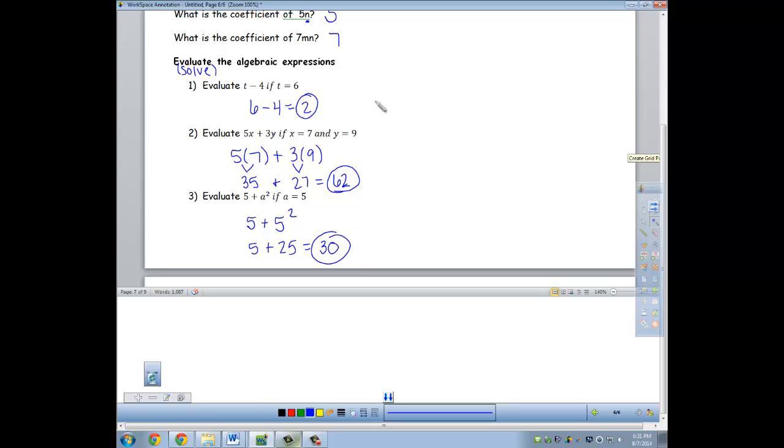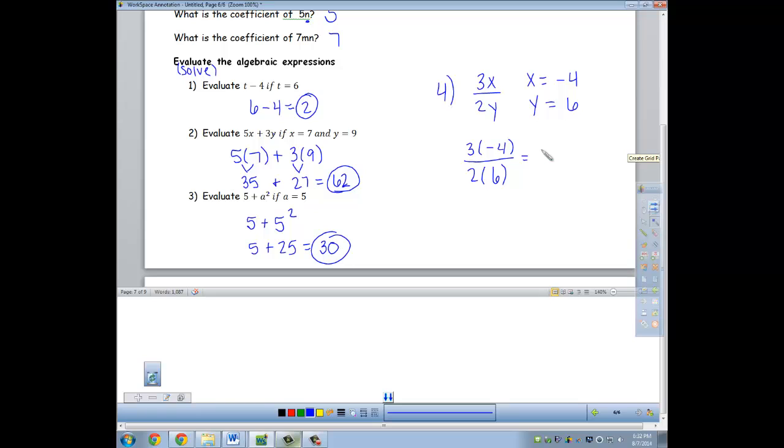Now I'm going to write another example off to this side, so this is example 4. And it's 3x over 2y, x equals negative 4, and y equals 6. So 3x means 3 times x, so I'm going to take out my x and replace it with a negative 4, and put it over 2 times y with 6, so take out the y and put a 6.